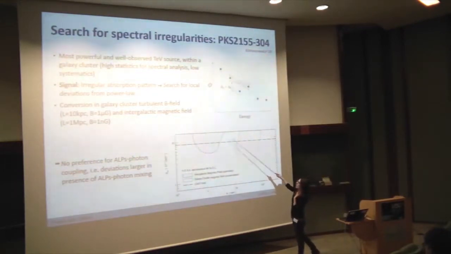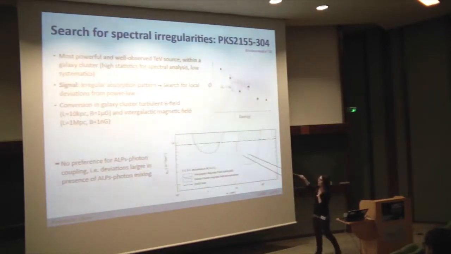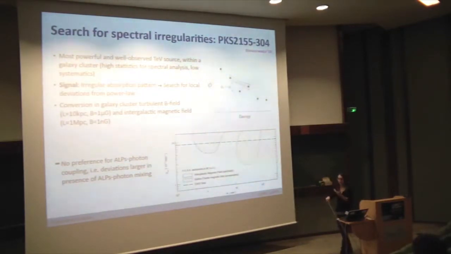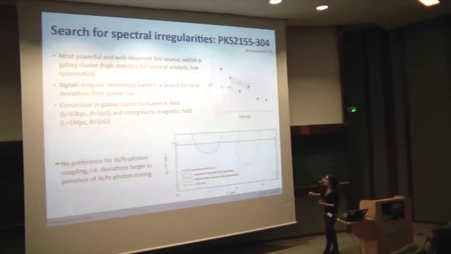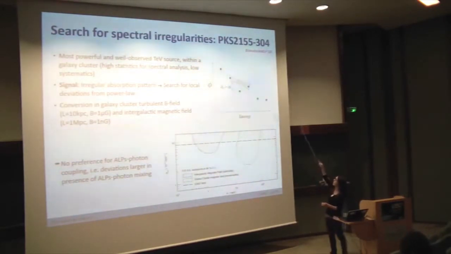And there are two disconnected regions, because there are two regions that are probed by different magnetic fields. So this is probed by the intergalactic magnetic field, and this is probed actually by the magnetic field in the galaxy cluster, in the direction of this source.